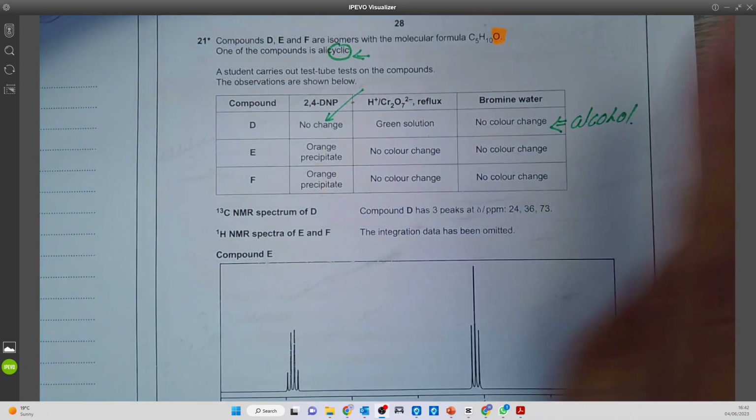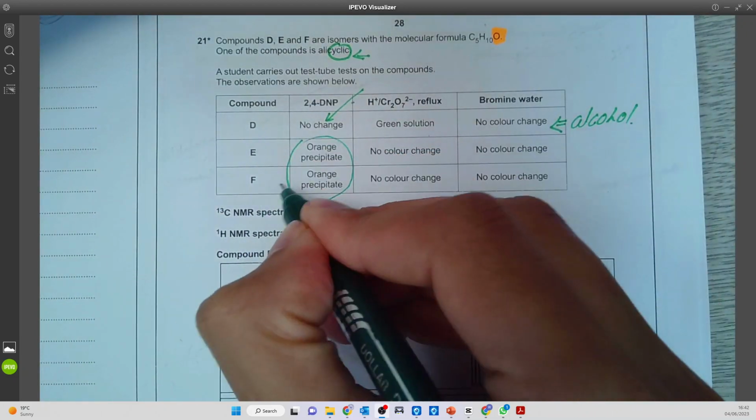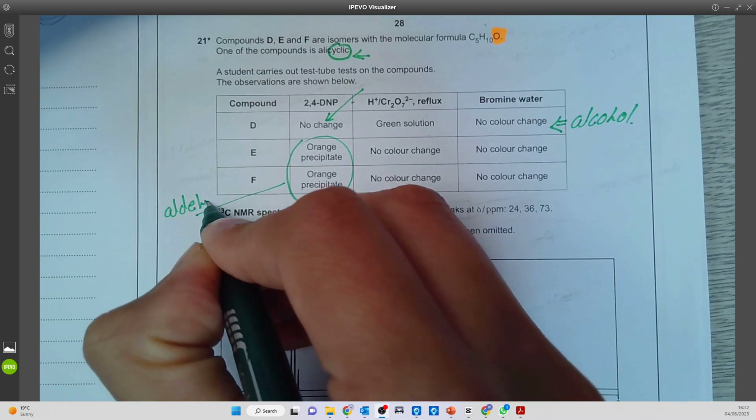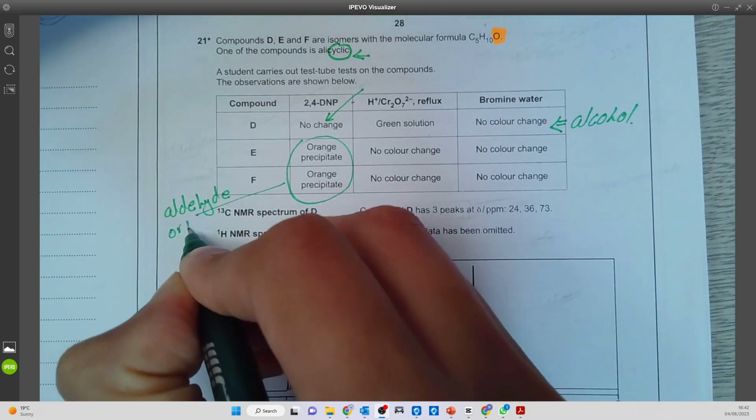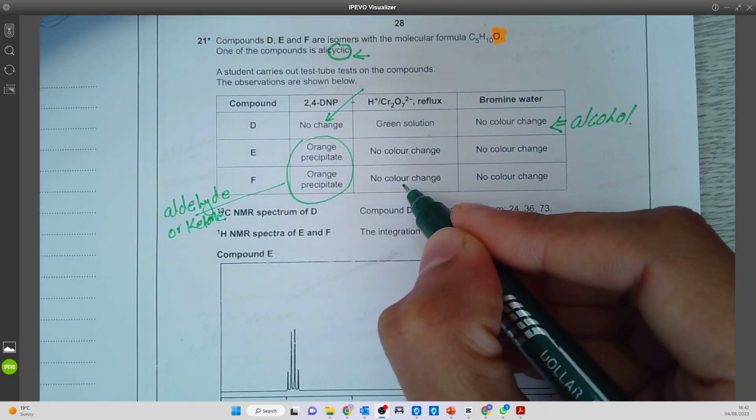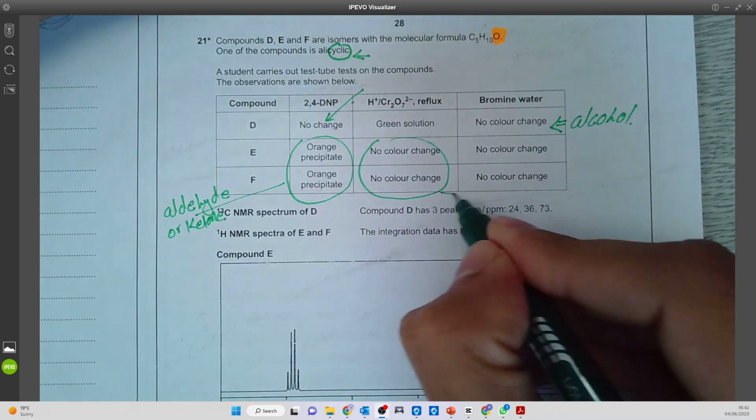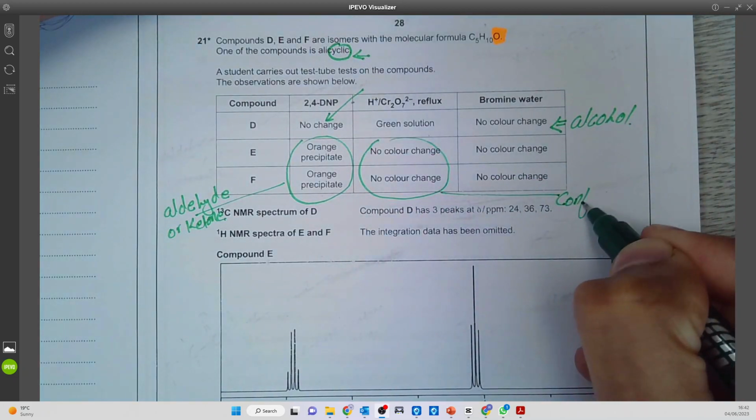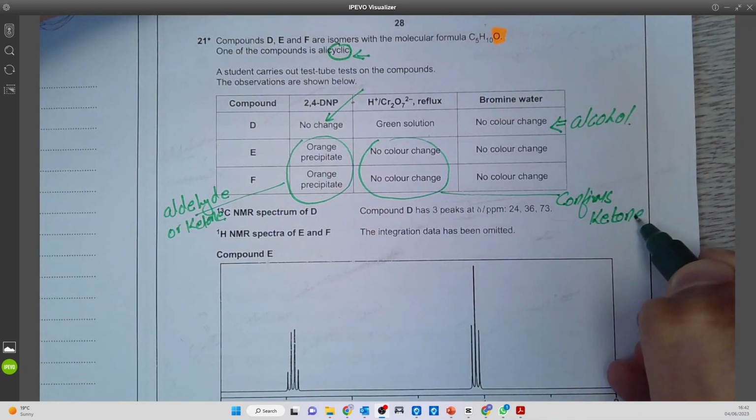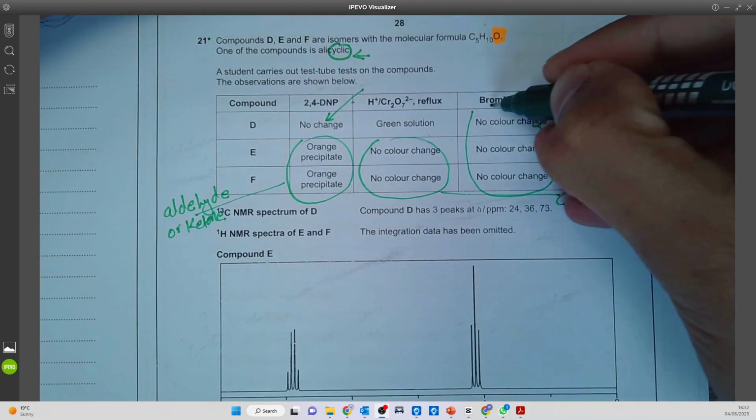For the next one, when you add 2,4-DNPH, this observation tells me that it is either an aldehyde or a ketone. But when you add potassium dichromate, nothing happens. So this confirms it is a ketone. And no change in color means this is confirming that no double bond is present.